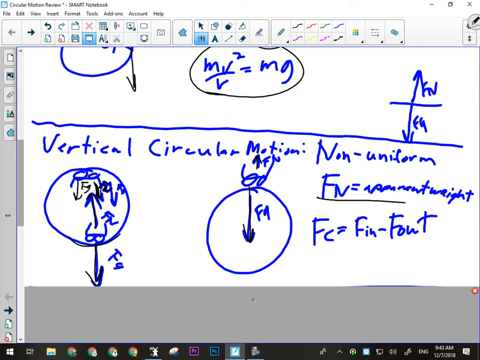Okay, another thing we have to remember in case that term comes up: apparent weight is normal force. We don't want to get confused as to what force that is. There's real weight, that's Fg, and then there's apparent weight, which is Fn, the force you feel.